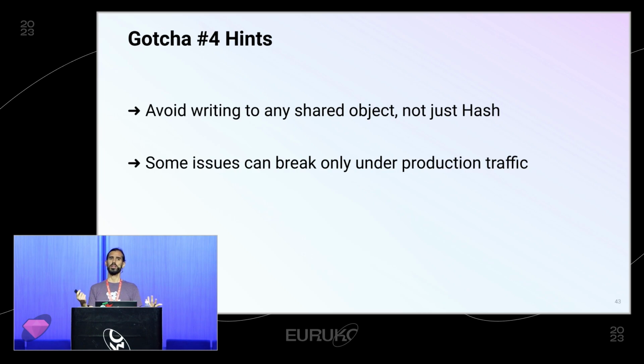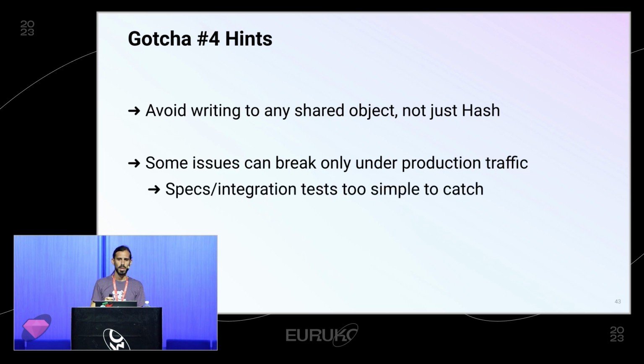Some issues can break only under production traffic. So this only happens if these two threads happen at the same time. But maybe if they happen like 1 second later, this issue doesn't happen. So it can be one of those bugs that happens sometimes. And specs and integration tests are often too simple to catch some of these issues, because these threads may be different parts of your application. And when you run your unit tests, you might not run those two parts at the same time. Or even if it's 1 in 10,000, in your specs that's 10,000 times you're running RSpec. But 1 in 10,000 in production is every 5 minutes. So concurrent Ruby can be a really good tool if you need to.